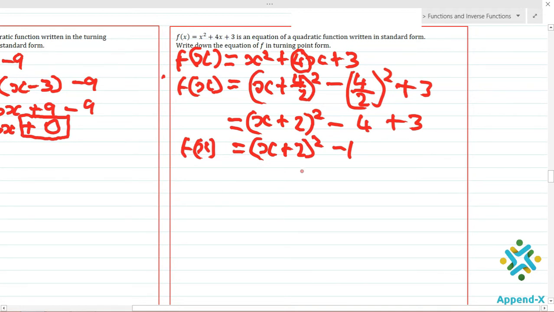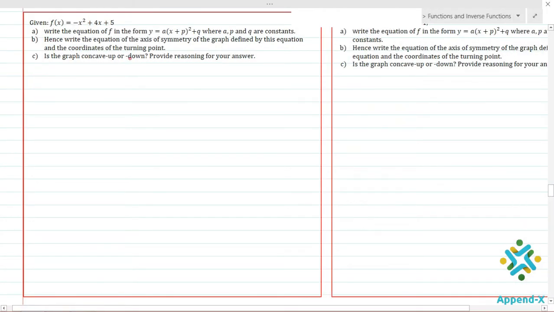Now this method will only work if the coefficient of x squared is a positive 1. We will see in the next question how to handle coefficients which are not a positive 1. So let us move on to the next question, which is question 3.